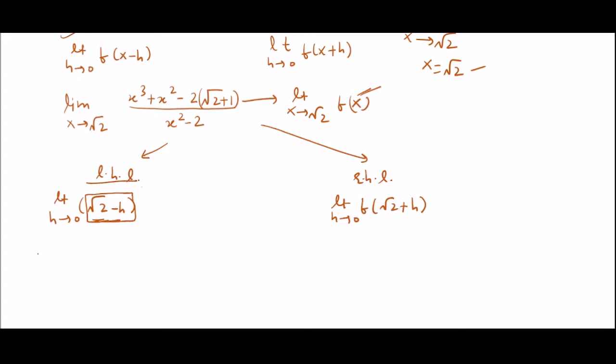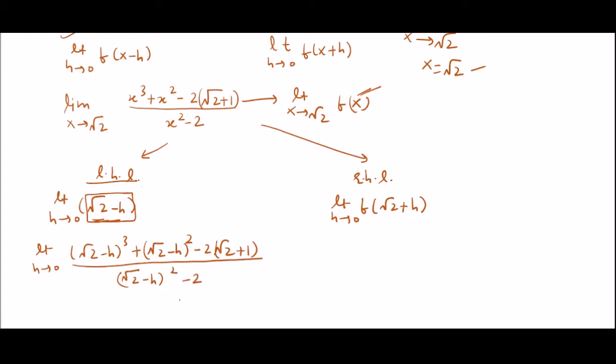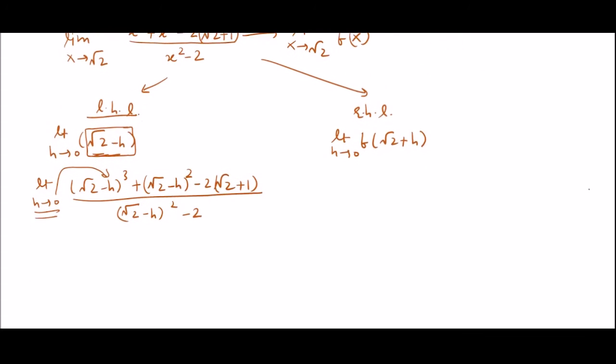So here we will get limit h tends to 0 of (root 2 minus h) cube plus (root 2 minus h) square minus 2 root 2 plus 1, whole upon (root 2 minus h) square minus 2. Fine. And since h tends to 0, so we can already write h as 0.